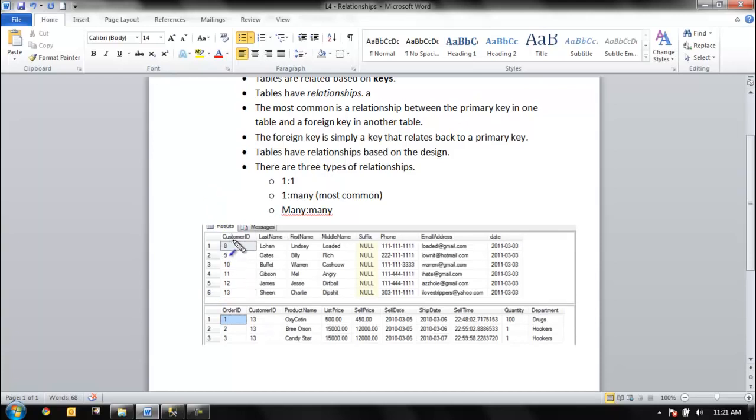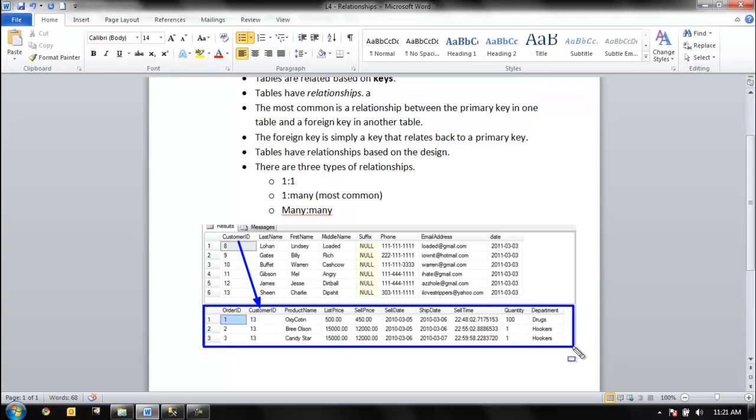The customer ID primary key is related to the customer ID in our orders table. So, primary key, foreign key relationship. We can't insert data into our orders table unless up here we have a matching key in our customers table, right?